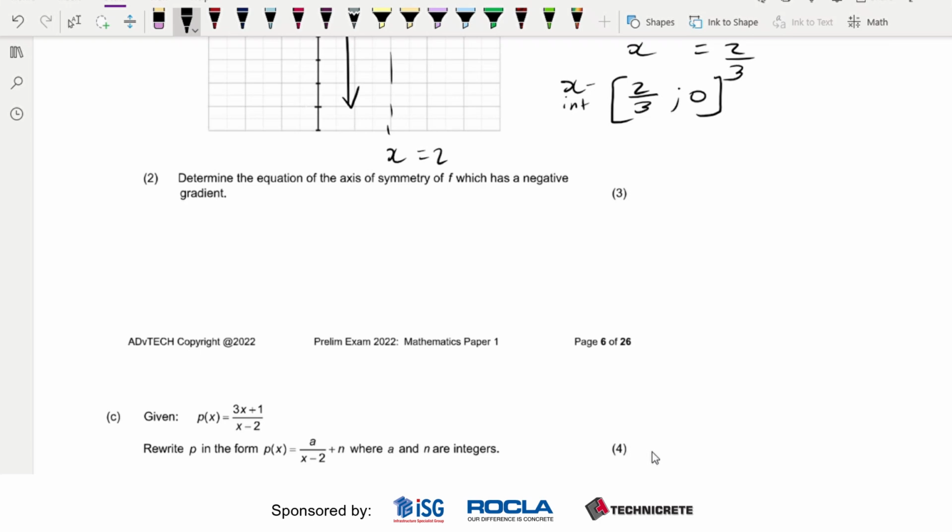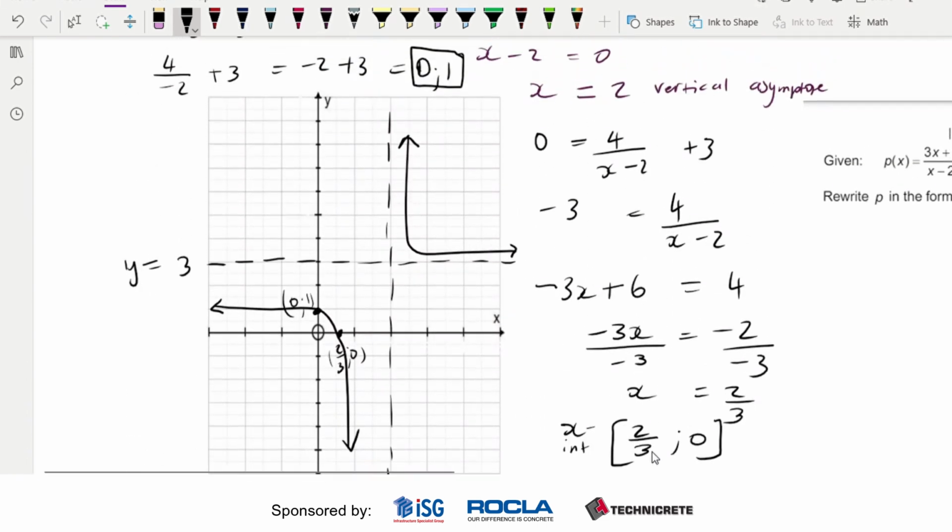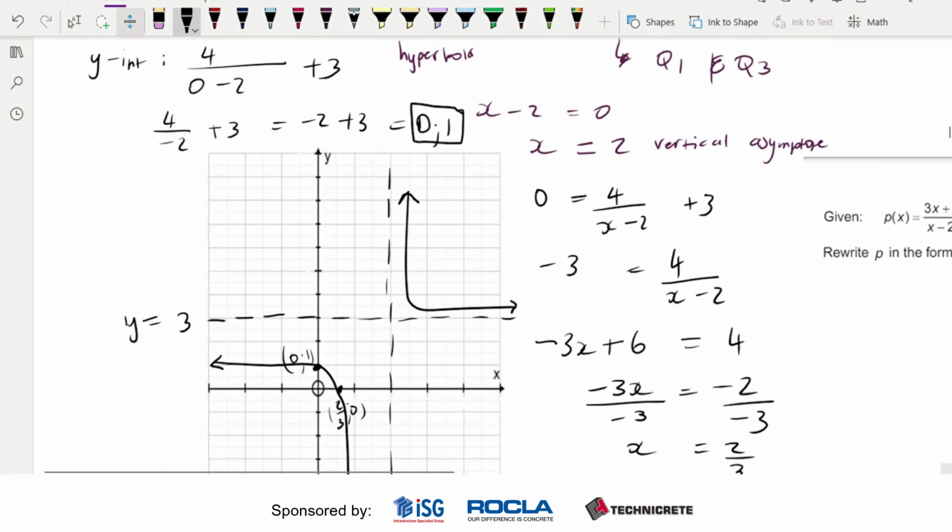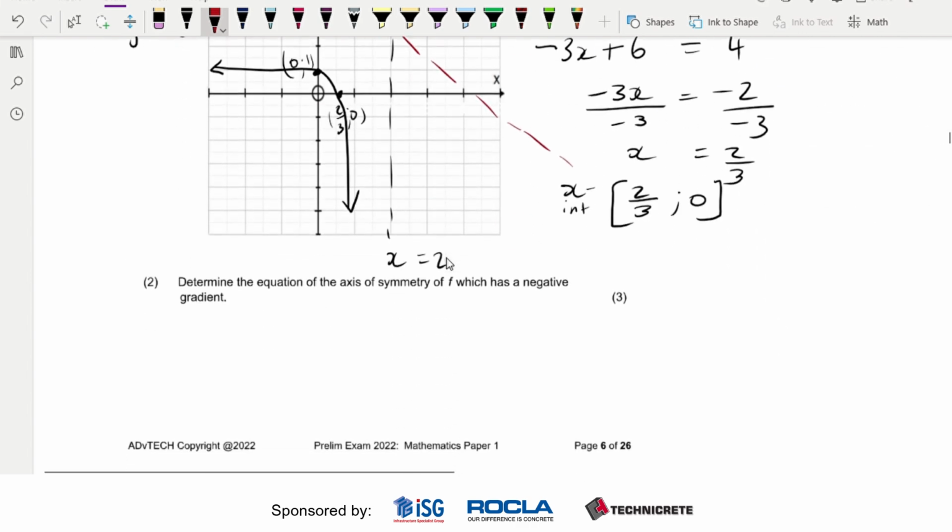Now we're asked to determine the axis of symmetry of f, which has a negative gradient. So f is this graph that we just drew. And remember, the axis of symmetry exists between our two asymptotes. So it would be this line over here. And the axis of symmetry has a gradient of 1. So it's a straight line with a gradient of 1, but it's negative 1 because we're told that it has a negative gradient. So we take the line y is equal to negative x plus c.